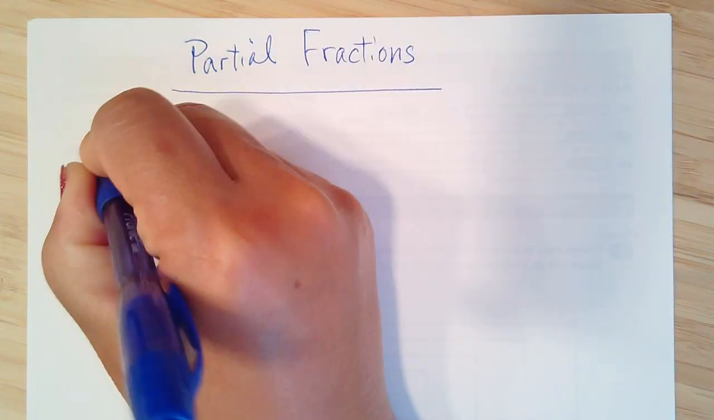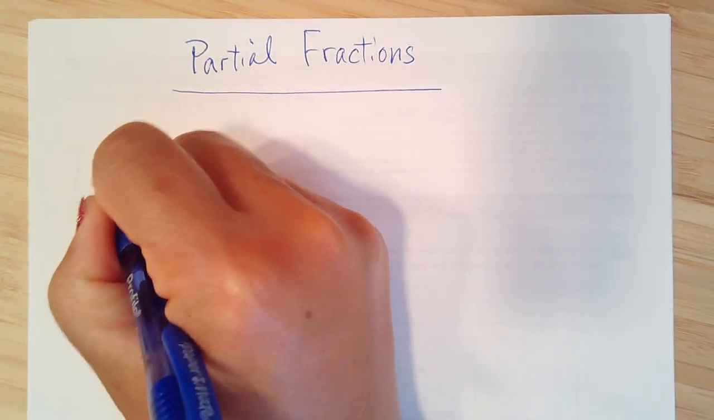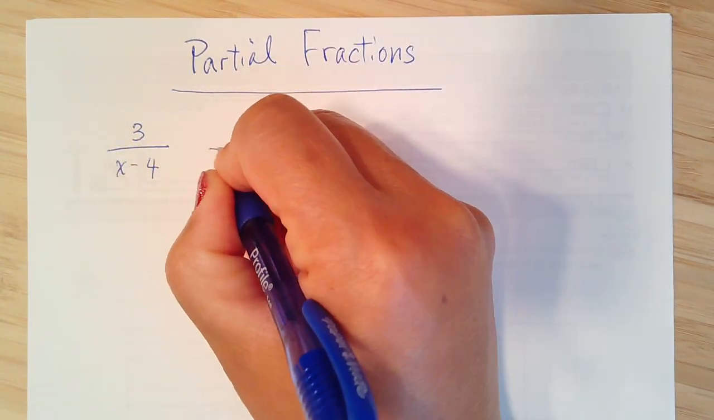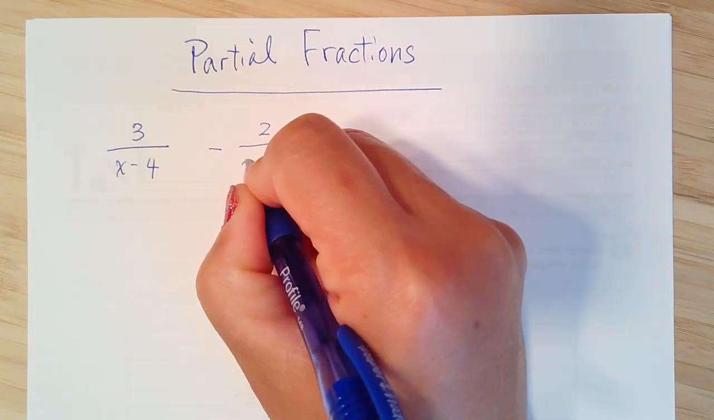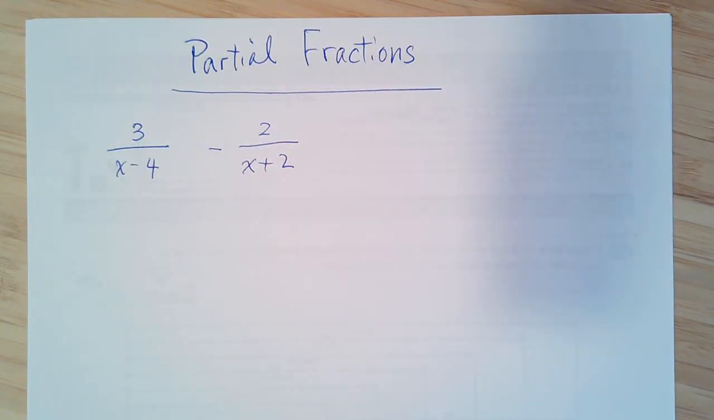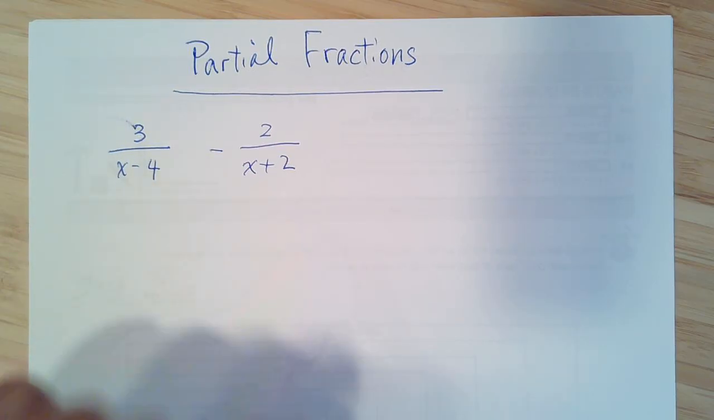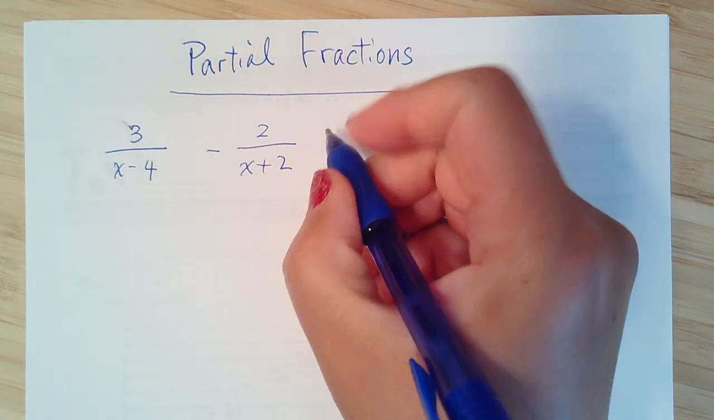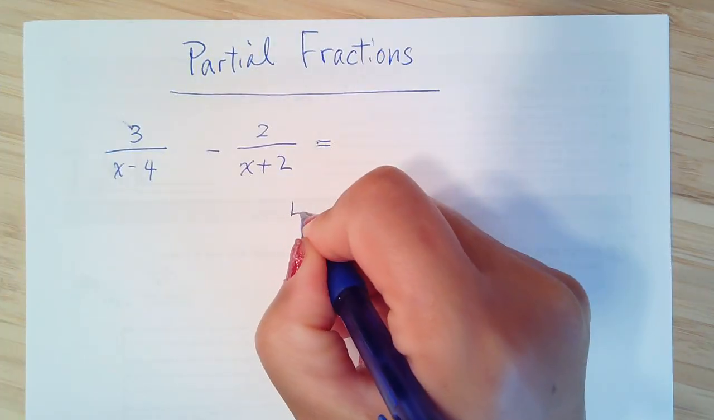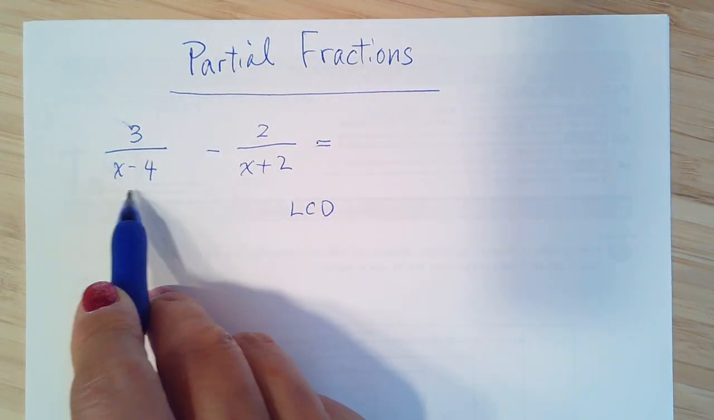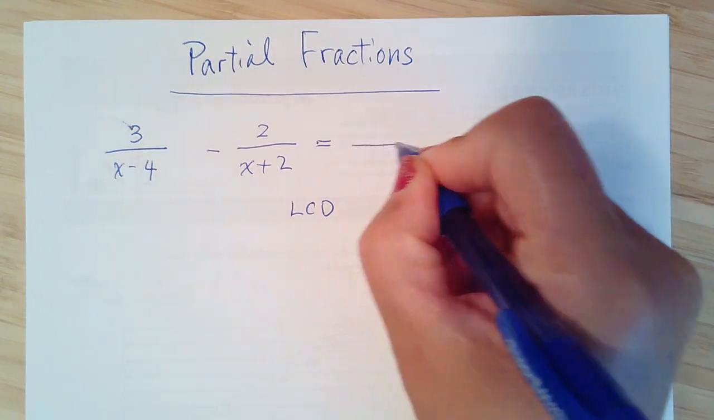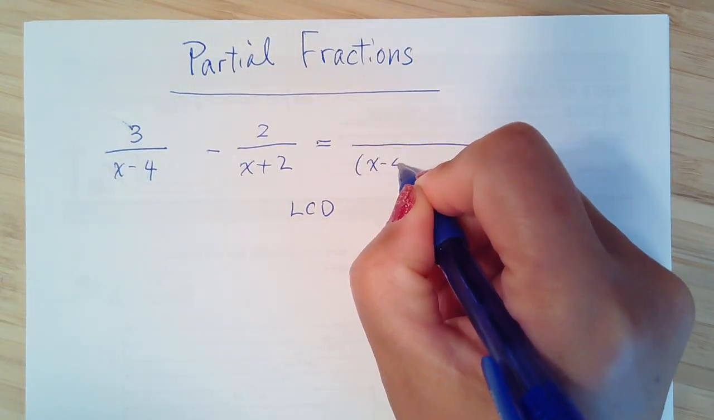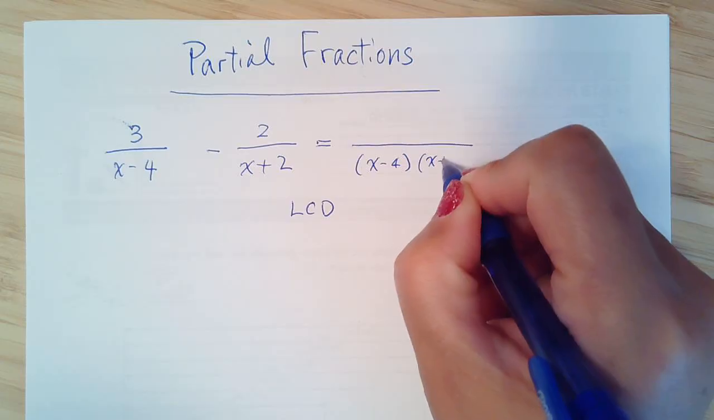So if I give you 3 over x minus 4 minus 2 over x plus 2, I give you this minus that. Can you combine them and write that as one rational form? Well, yes. So we know we have to find the least common denominator, the LCD. For x minus 4 and x plus 2, the LCD will be just the product, x minus 4 times x plus 2.